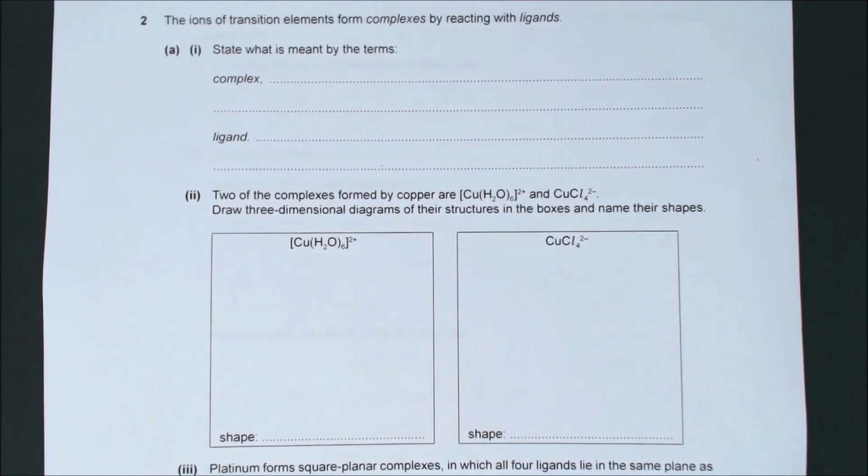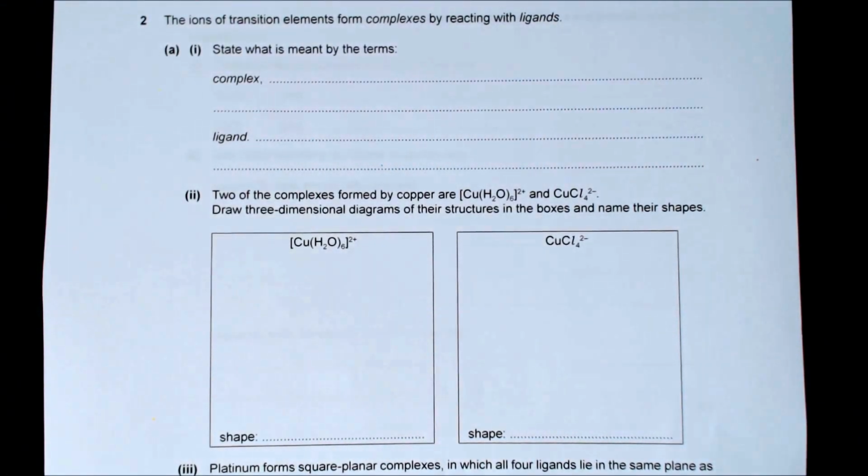Okay, so this is question 2. And question 2 starts by saying the ions of transition elements can form complexes by reacting with ligands. State what is meant by the terms complex and ligands. Right, so complexes are these massive molecules with metals in the middle, the metal ions. And they're actually surrounded by lots of ligands, which are molecules that will have a lone pair of electrons, and they form a dative covalent bond into the metal ion.